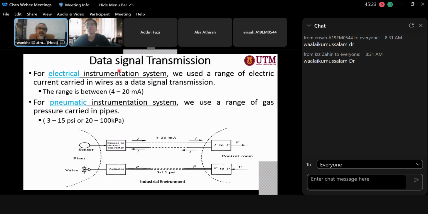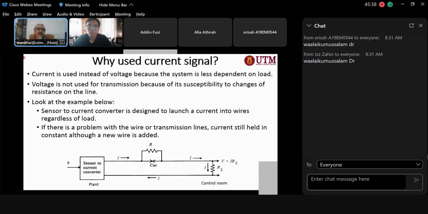Also, some data signal transmission is done using a pneumatic instrumentation system. We use a range of gas pressure carried in the pipe, something like this. Why use current? Current is used instead of voltage because the system is less dependent on load. Voltage is not used for transmission because it's susceptible to changes of resistance on the line.